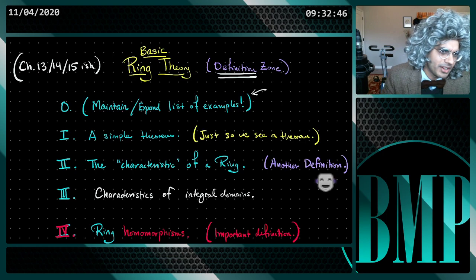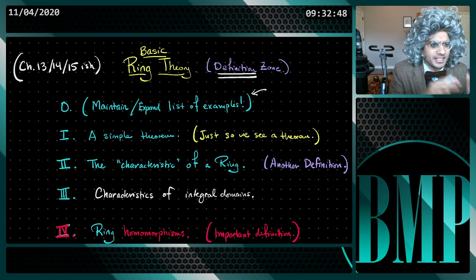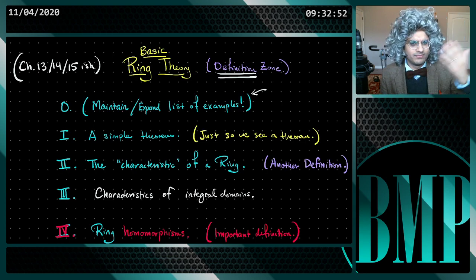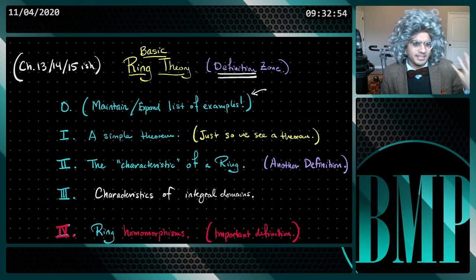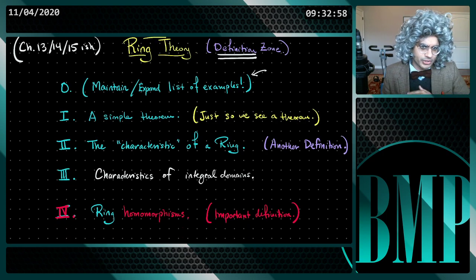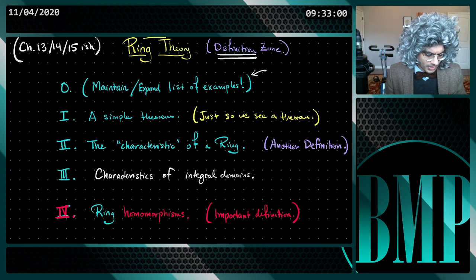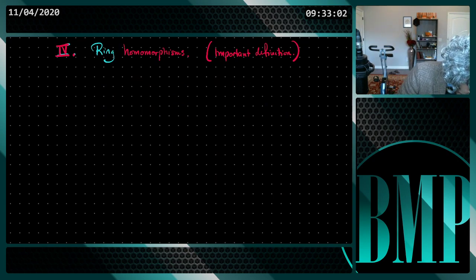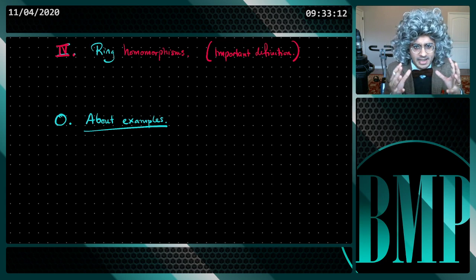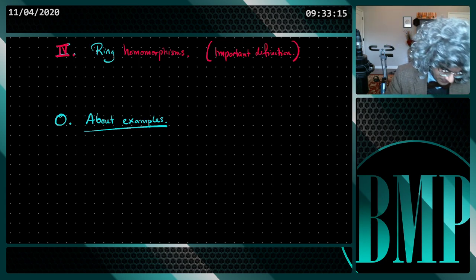Okay. And then I'll do a simple theorem. Then I'll say what the characteristic of a ring is. And then characteristics of integral domains. And then ring homomorphisms. That's the plan. That's the order of events that I hope to do. Okay, so just really quick about examples. You want to learn how to quickly grow examples from known examples.